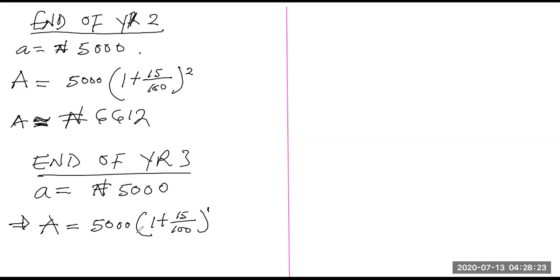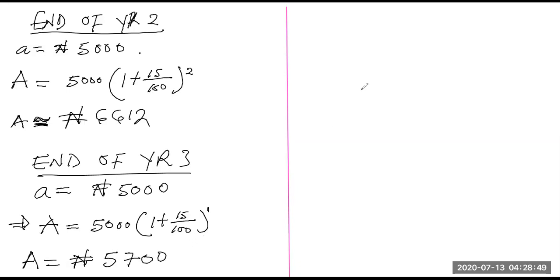I hope you know I'm getting the 1.15. 15 divided by 100 is 0.15. When you add the 1, you have 1.15 times 5,000, and of course it's 5,750 naira. So this particular annuity only turns to 5,750 naira if compounded for 1 year.